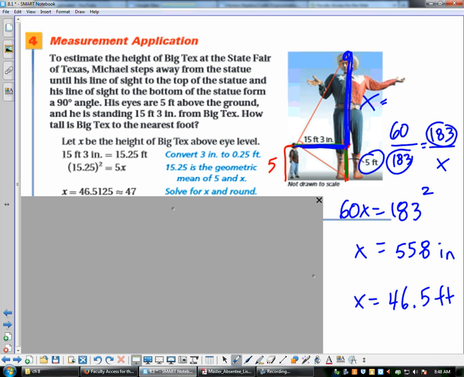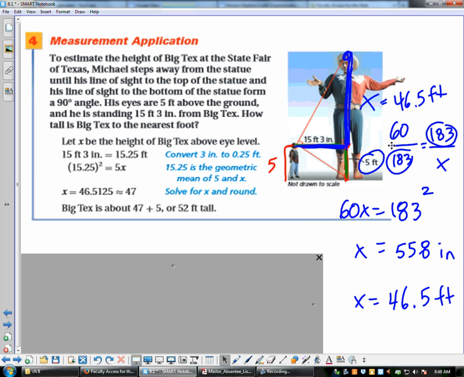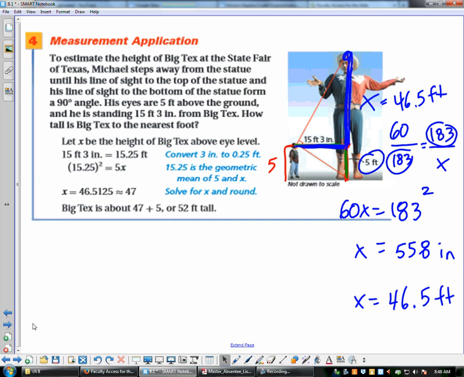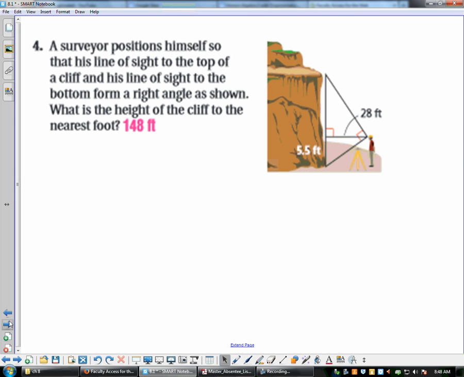So this is 46.5 feet plus 5 feet, and we end up with about 52 feet tall. About 52 feet tall, so Big Tex is pretty big.